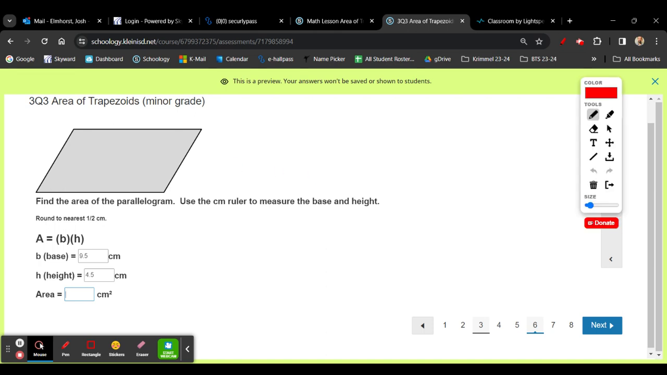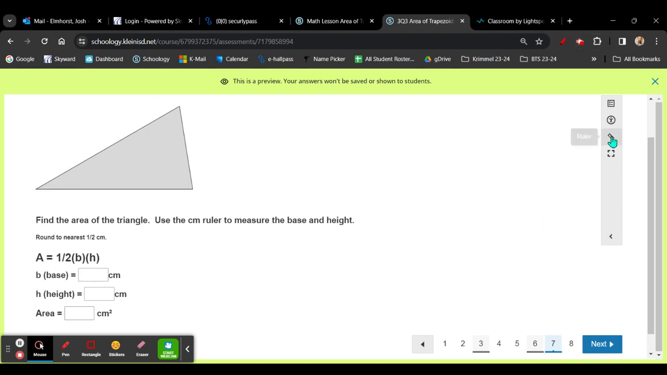I had a student ask me, Mr. Elmhorst, can't we just cut this off and flip it over there? That's basically what you're doing. If you measure the height and the base, it's going to give you the square units as if that piece was over here. Base times height, that's why with parallelograms, all you need is those two measurements and you can get the square units or the square area.